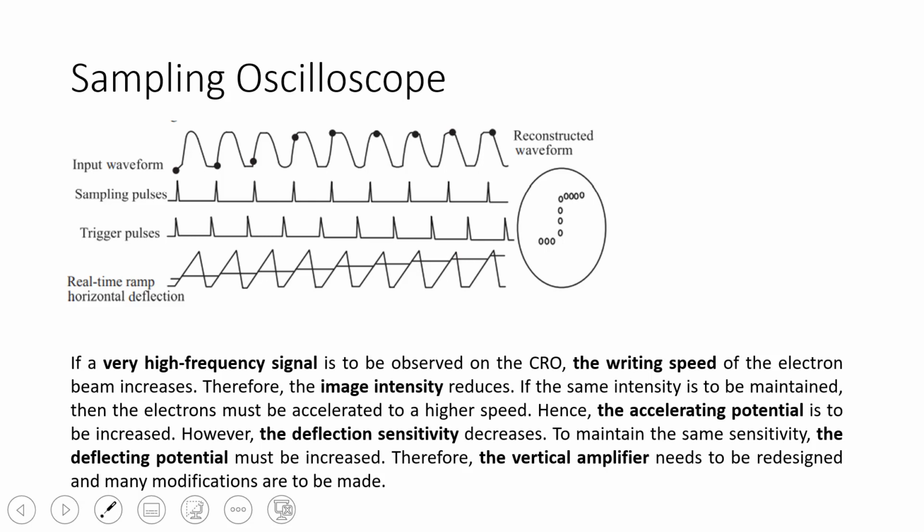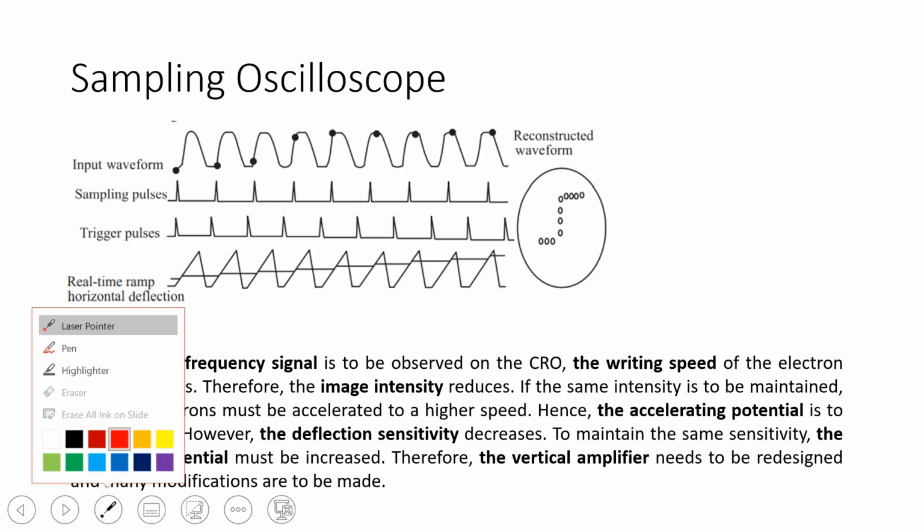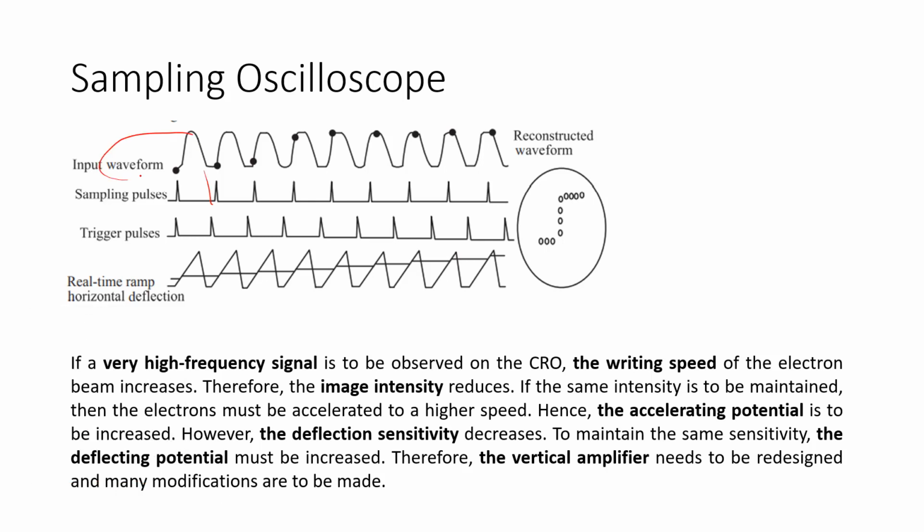So in these situations, we use the sampling oscilloscope, where we change the frequency of the signal and reconstruct the waveform, so the image intensity and also the sensitivity will be maintained. So we can see we have the input waveform here, and then this one is the sampling pulse.